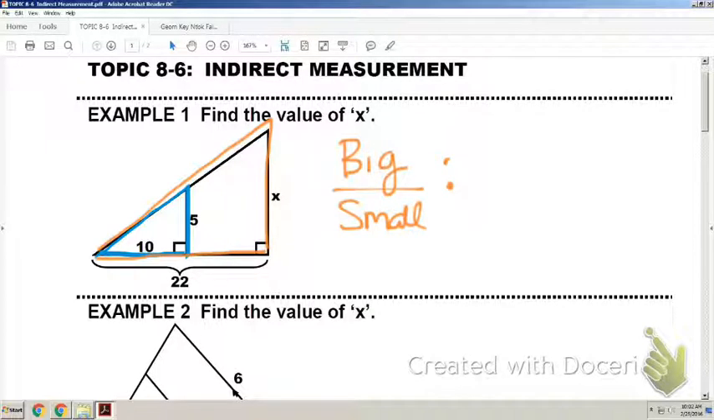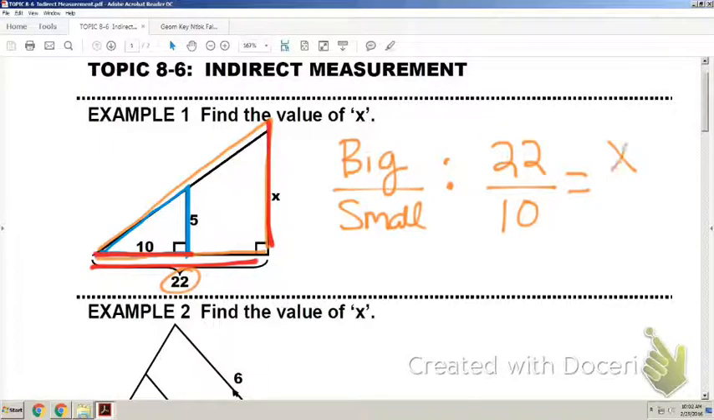So I'm going to choose a side length on the big triangle. I'm going to choose 22 first. So 22 will go over the small triangle, and make sure you use the side that corresponds with 22. So if I use 22, then I have to use 10 for my small triangle. So my first ratio is 22 over 10 equals, now I go to the other big side, and that would be our x over the smaller triangle, which is 5.